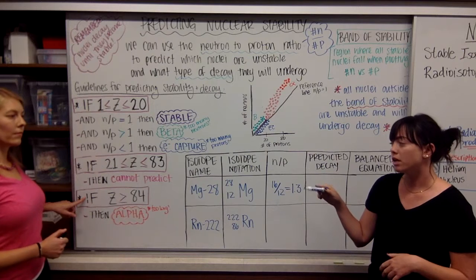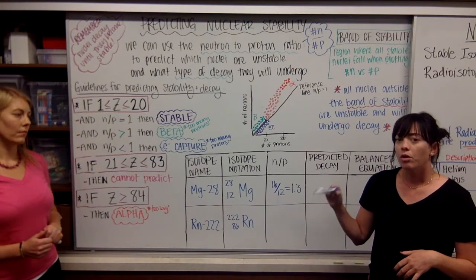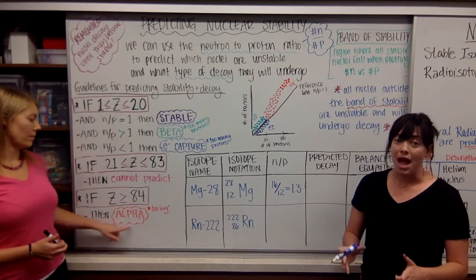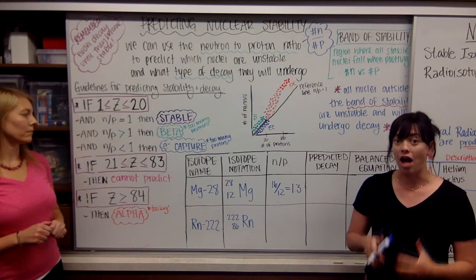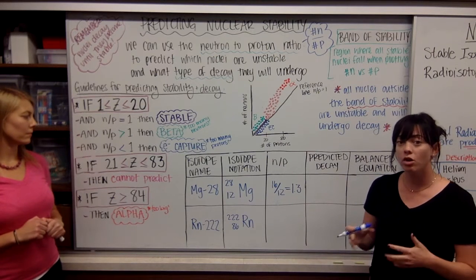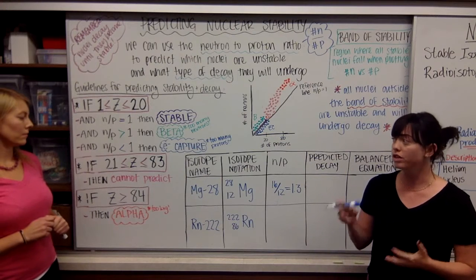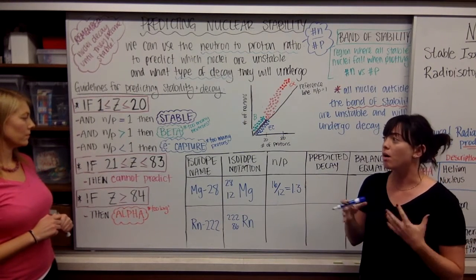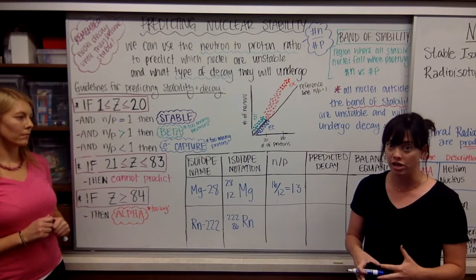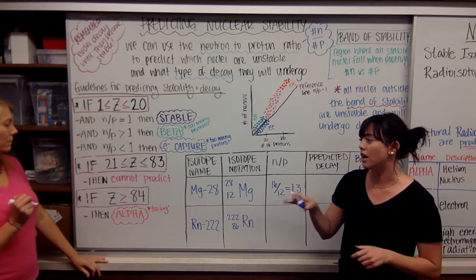Now, if our atomic number is greater than or equal to 84, our nucleus is just really, really massive, and it's so big that it is actually going to undergo alpha decay. And it's going to undergo alpha decay because it's too big, and that is the easiest way and the only way to actually lose mass, right? If you think about how our mass number actually only changes when we undergo alpha decay. So that is why that is going to happen.